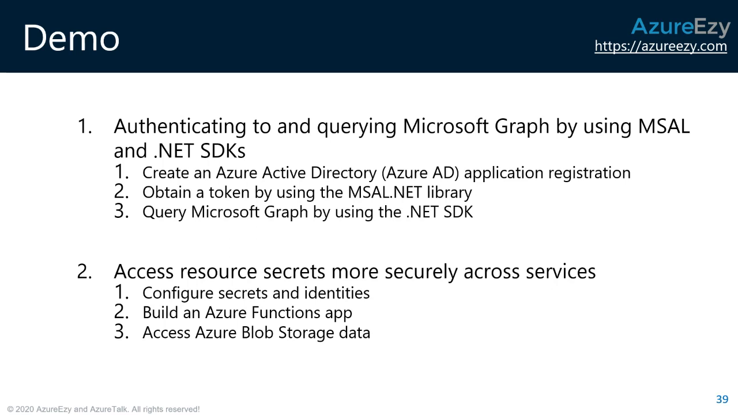And then we have a second app that we will use to access a resource. Here we'll be using a managed identity. You will see how to configure secrets and identities. We'll see how to build an Azure Function app, and then we'll see how to access your blob within your Azure storage account.